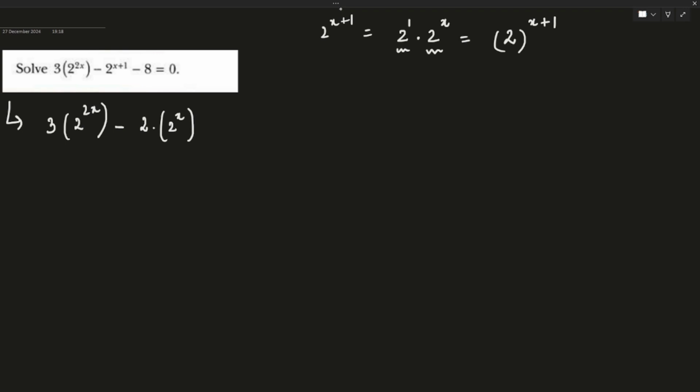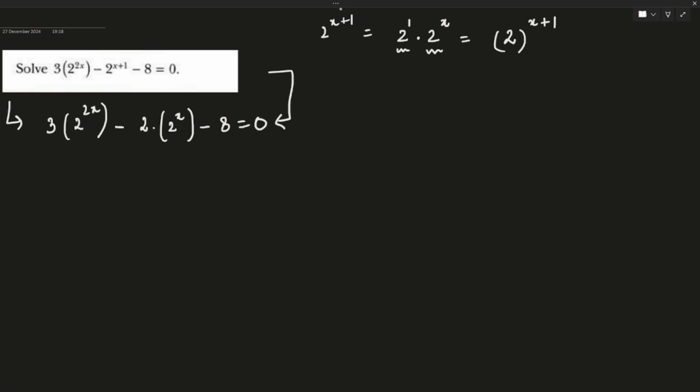So you can write 2 to the power x plus 1 as 2 into 2 to the power x, minus 8 is equal to 0. We have just rewritten it in another form.